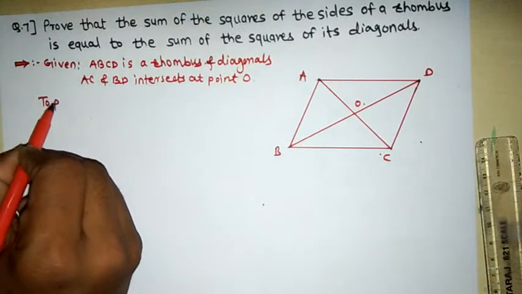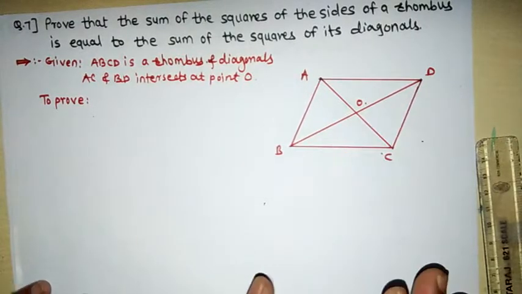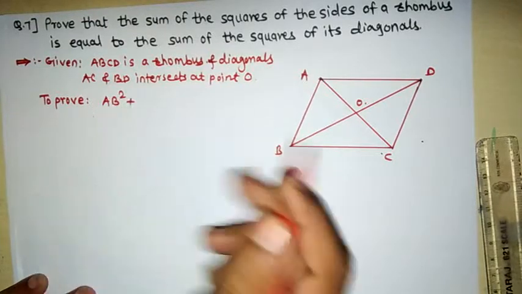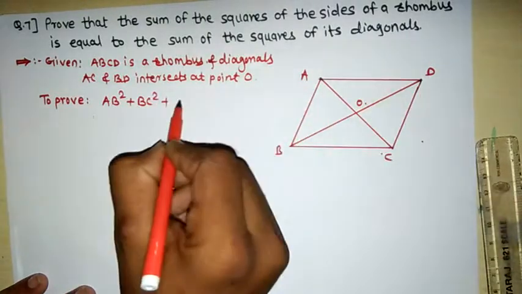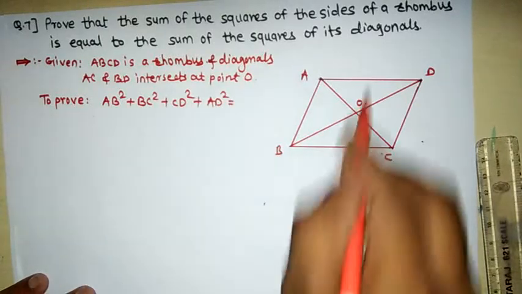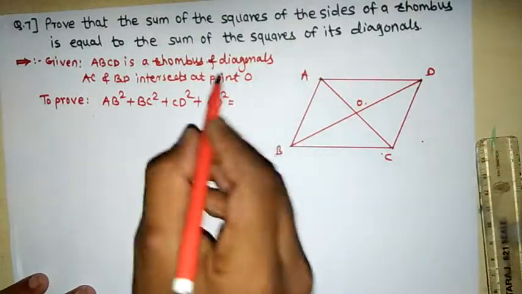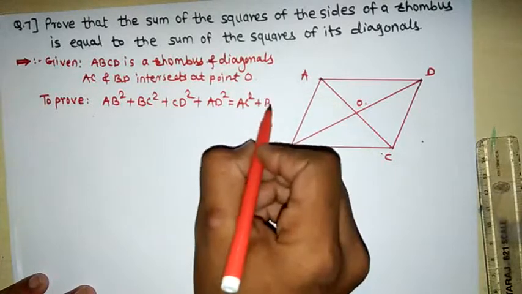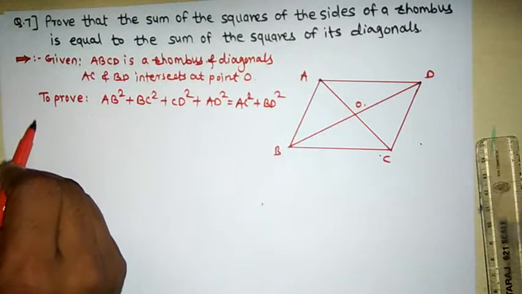Now what we have to prove? We have to prove that the sum of the squares of the sides of a rhombus, AB square plus BC square plus CD square plus AD square, is equal to the sum of the squares of its diagonals. AC and BD are the diagonals, so that is AC square plus BD square. This much we have to prove here. Let us see how to prove. Proof.